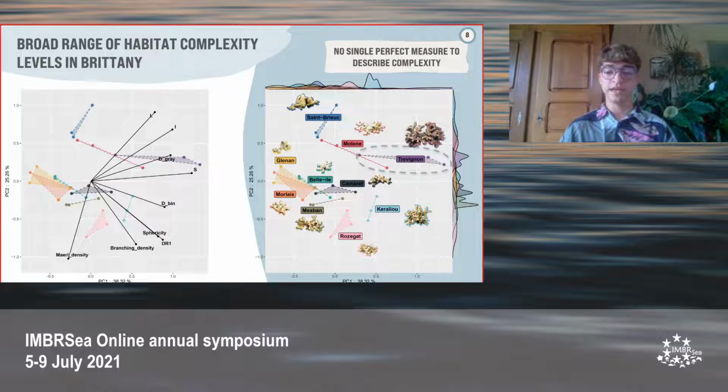And then the third group contains all the 3 points of the Trévignon bed and one of the points from the Molène bed, all characterized by low maerl densities but containing big and highly branched, spherical and complex thalli. And finally, the last group is composed of the Saint-Brieuc bed and the remaining points of Molène, which contain the biggest maerl thalli but have the lowest maerl densities and low values of sphericity, branching density, and fractal dimension, being considered the least complex habitats.